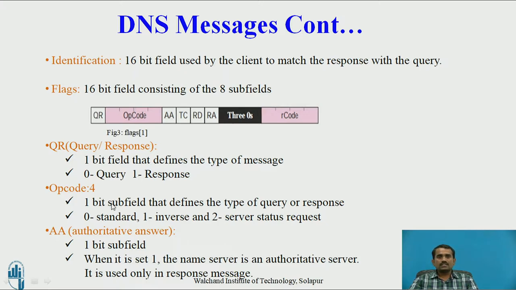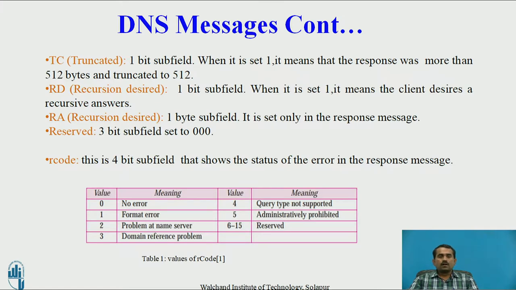Opcode is a 4 bit subfield that defines the type of query or response. Here 0 is standard, 1 is inverse, and 2 is server status request. AA, authoritative answer, is a 1 bit subfield. When it is set to 1, the name server is an authoritative server. It is used only in response messages. Next is TC, truncated, a 1 bit subfield. When it is set to 1, it means that the response was more than 512 bytes and truncated to 512. RD, recursion desired, is a 1 bit subfield. When it is set to 1, it means the client desires a recursive answer. RA, recursion available, is a 1 bit subfield set only in the response message. Reserved is a 3 bit subfield set to 3 zeros.